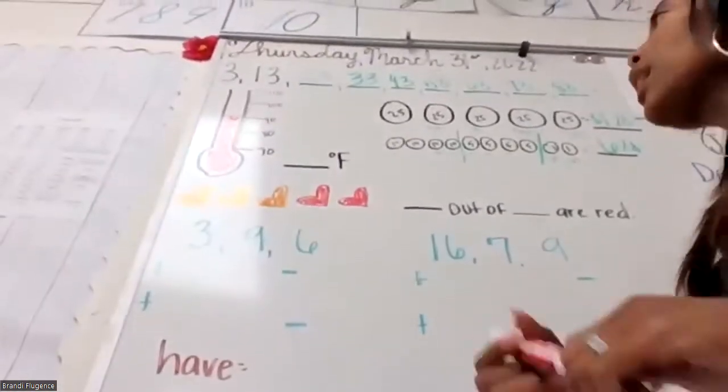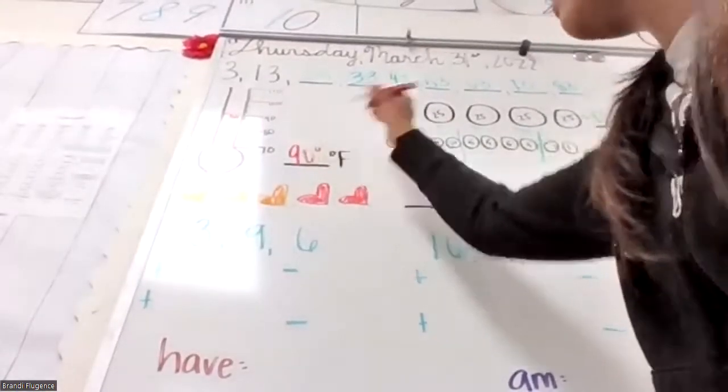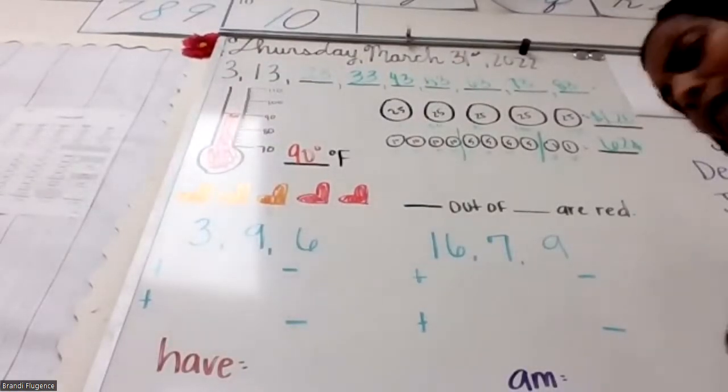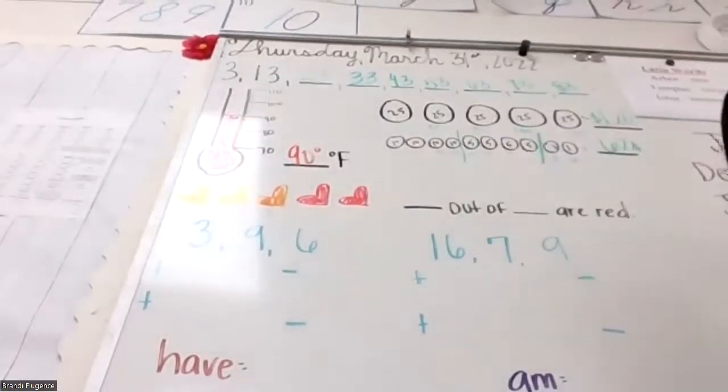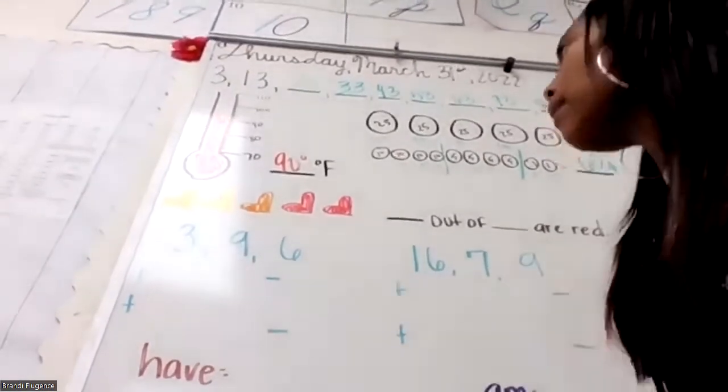90 degrees Fahrenheit. Would that be a cold day? What kind of day is 90 degrees? Hot. That is hot. And remember, guys, the higher the numbers, the hotter it's getting. Okay. So let's go ahead.